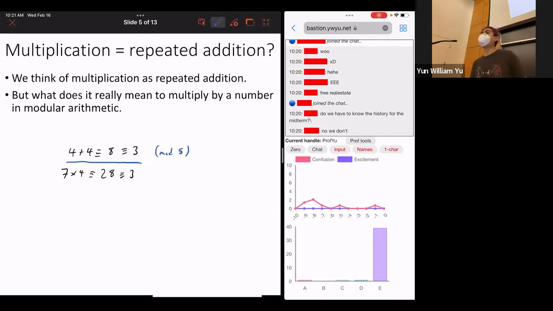But what does it really mean to multiply by a number in modular arithmetic? You might think, maybe we can do the same thing. Maybe you can just multiply and then take mod 5 and find the remainder, and that gives you the answer that you want.